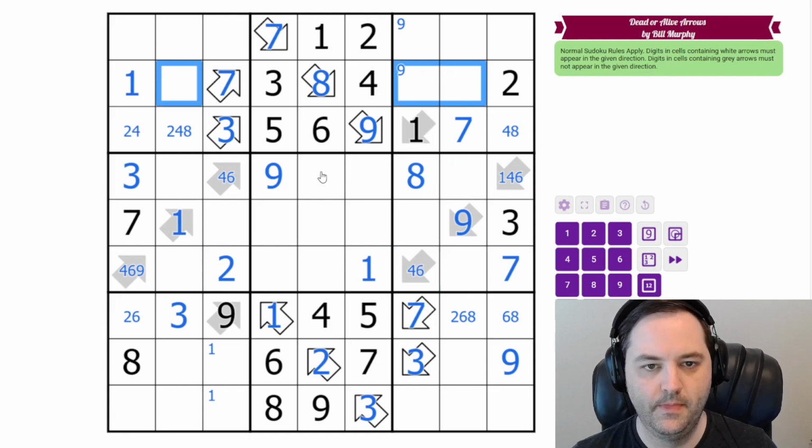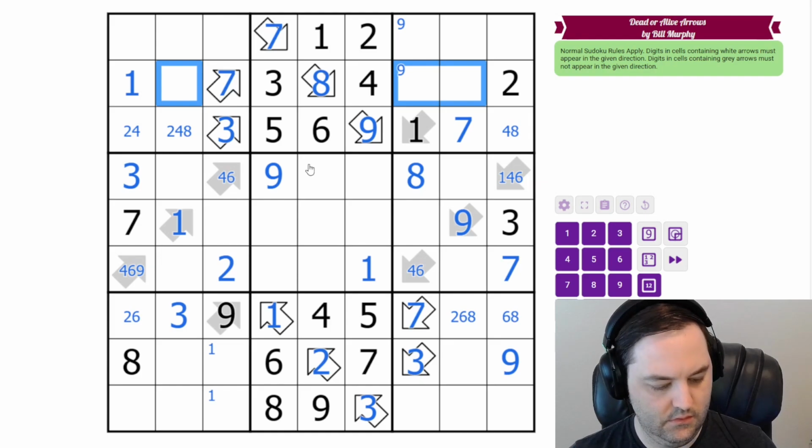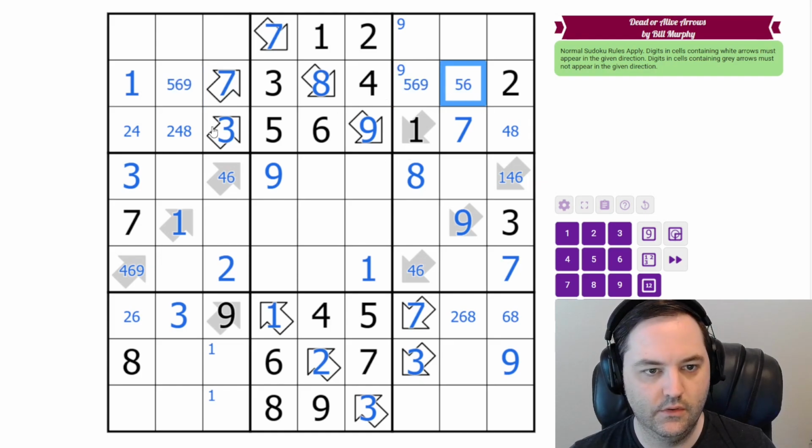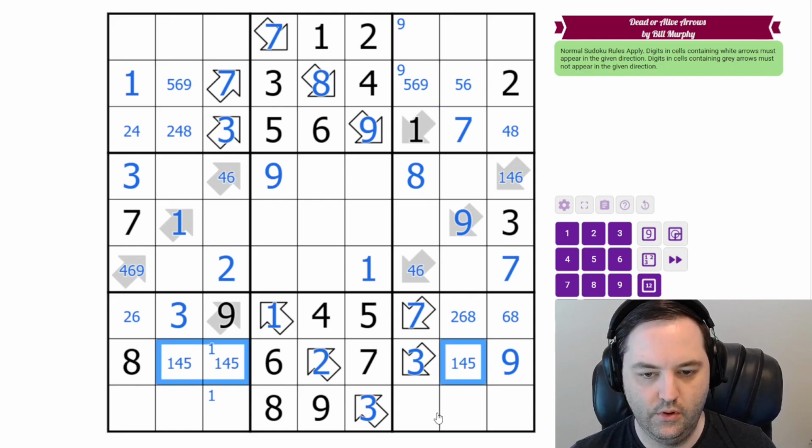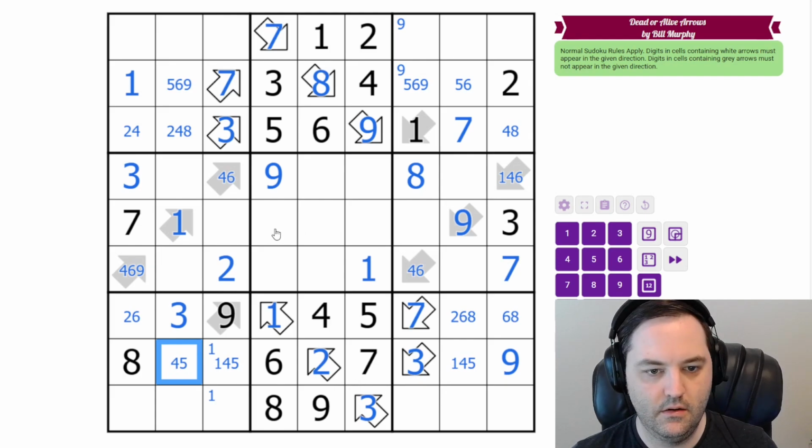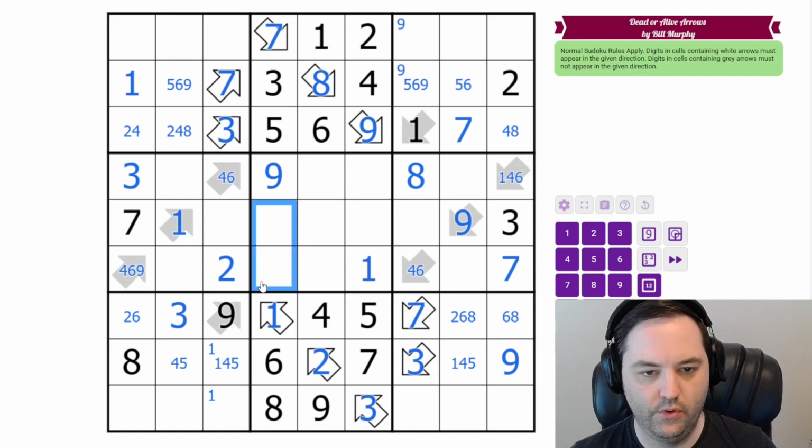Let's look at this row. We need 5, 6, and 9. And that is still unresolved. Here we need 1, 4, and 5. It's not 1. Oh, we can do some more in this box.